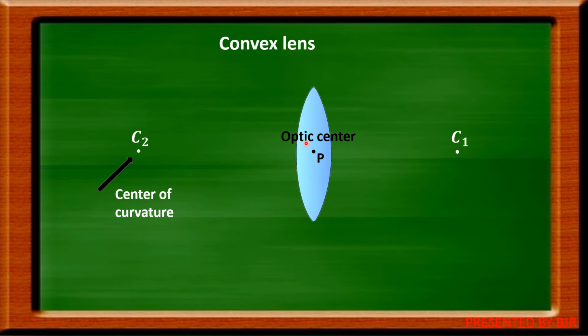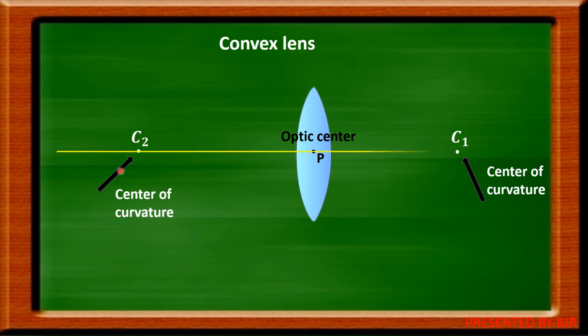So its center of curvature is C1, and this one is the second curved surface, and its center of curvature is C2. So C1 and C2 are the centers of curvature. Okay, and can you tell what type of line this is? It is the principal axis. A line passing through the centers of curvature and the optic center is called the principal axis. So this one is the principal axis.